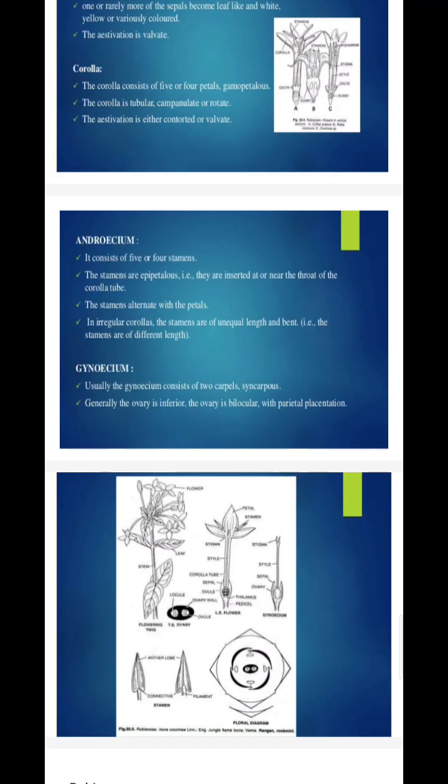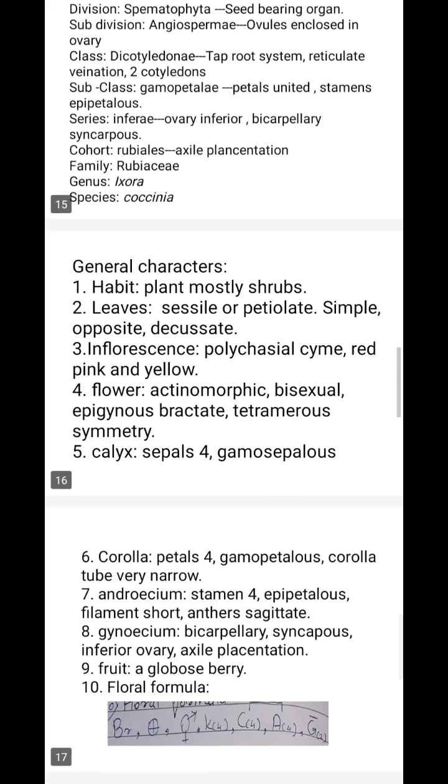Then regarding the gynoecium, this gynoecium consists of 2 carpels and they are syncarpous, meaning they are united. Then generally the ovary is inferior, that means all floral parts are above the ovary. And then the ovary is bilocular with parietal placentation. The ovary has 2 locules, and in that they have parietal placentation.